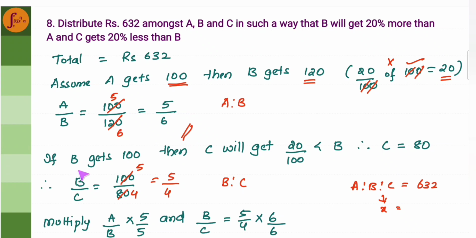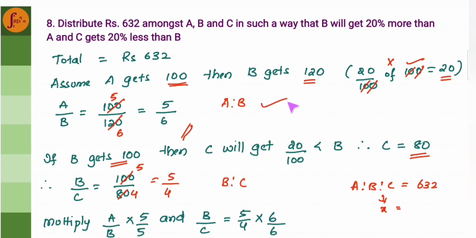Similarly, now you assume B gets 100 because C gets 20% less than B. Which means if we assume that B gets 100, then C will get 20% less than that. We saw that 20% is nothing but 20, so C will get 20 less than B. That means 80. So you will get B is to C is 5 by 4.